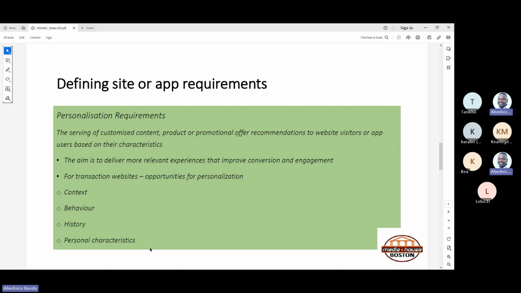So that at the end of the day, you can get a product and engage with that site. For transactional websites, there are many opportunities for personalization, such as context, behavior, history, or personal characteristics. Many brands personalize content based on history, like what you bought before, or what your previous engagement with the brand was. Then they can pick up patterns and trends and see how best to engage with you based on your personal characteristics.